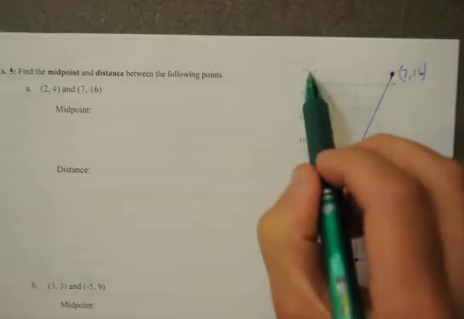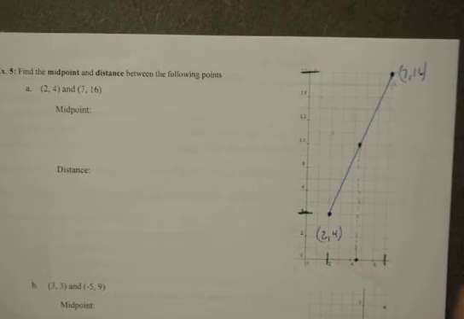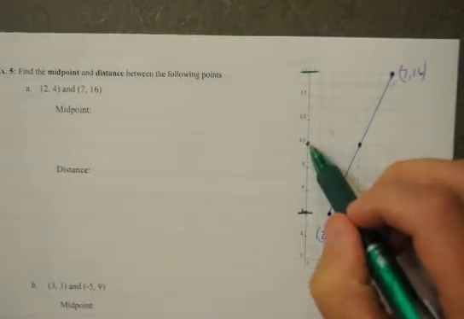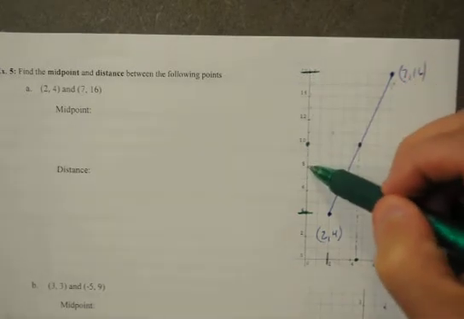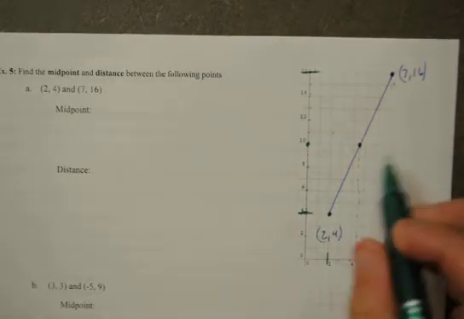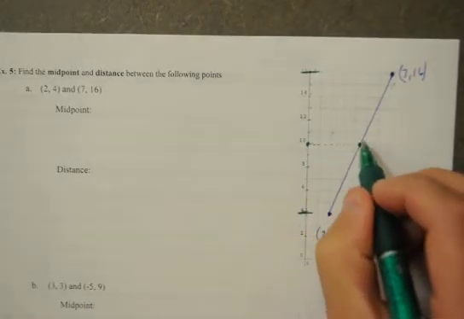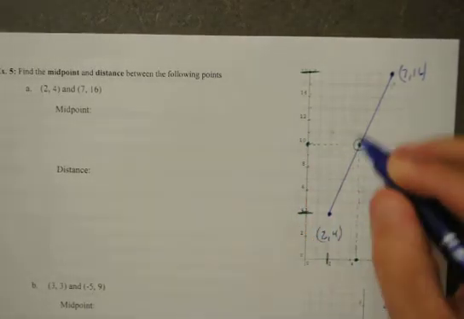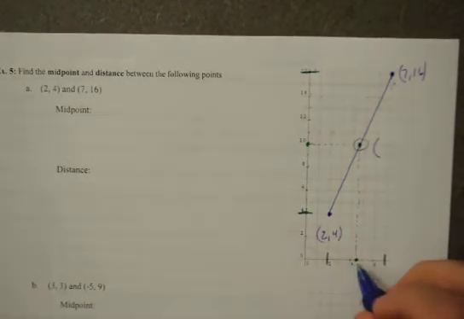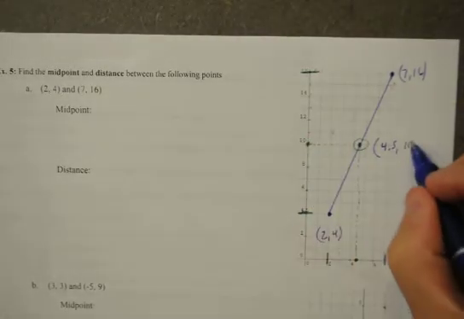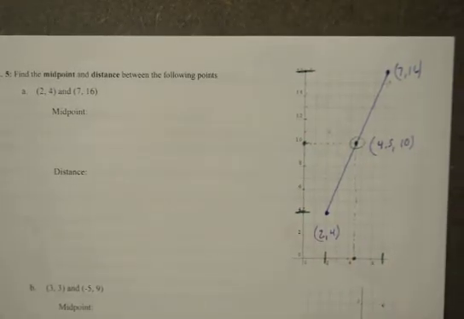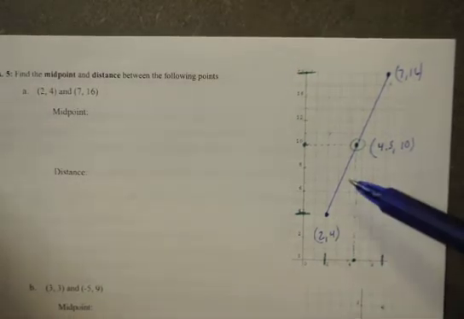And then look here. Look at 4 and 16. What's in the middle of 4 and 16? 10. 1, 2, 3, 4, 5, 6. 1, 2, 3, 4, 5, 6. There it is. It's right in the middle. It's the point 4.5 and 10. That's the midpoint. So that's what a midpoint is. A midpoint is right in the middle of 2 points.